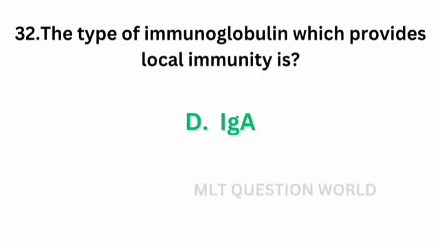The correct answer is option D, IgA. IgA provides local immunity.